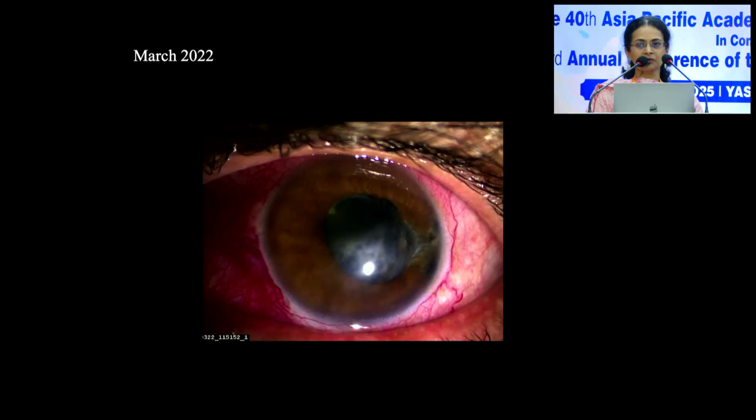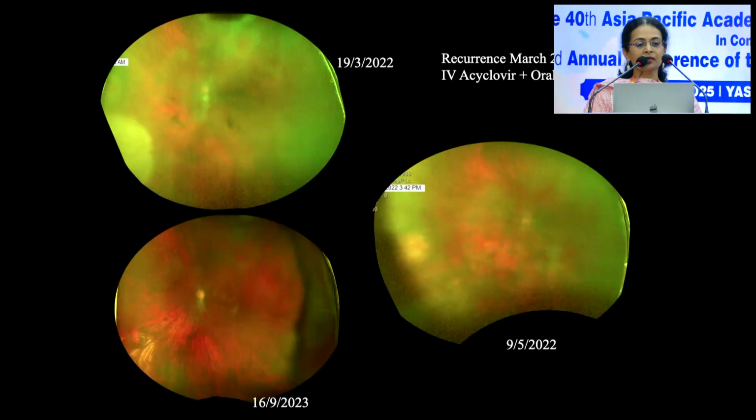His anterior segment picture was almost the same as what we saw at initial visit: corneal opacity, iris atrophy, and this was the vitritis in the same eye, active retinitis lesion. We started him again on IV acyclovir, gave it for 2 weeks with oral steroids. He did fine till September 23, at which point he was again put on maintenance dose.